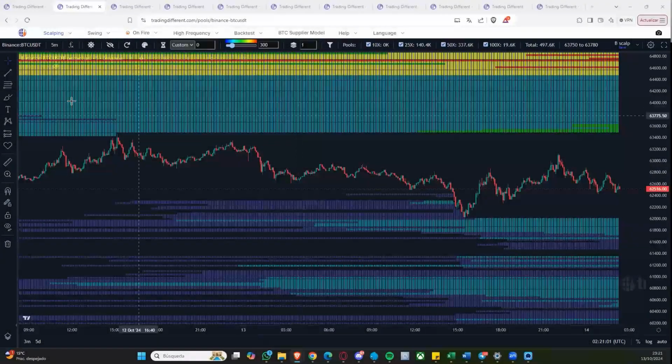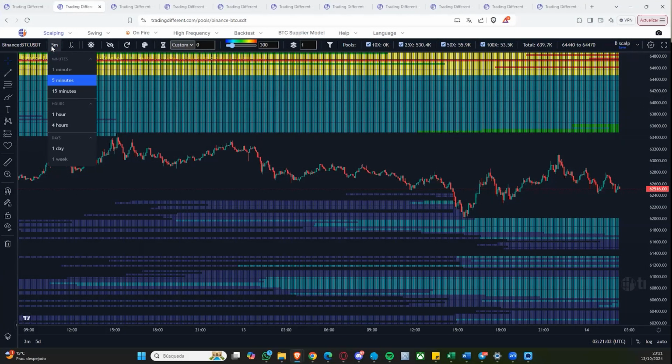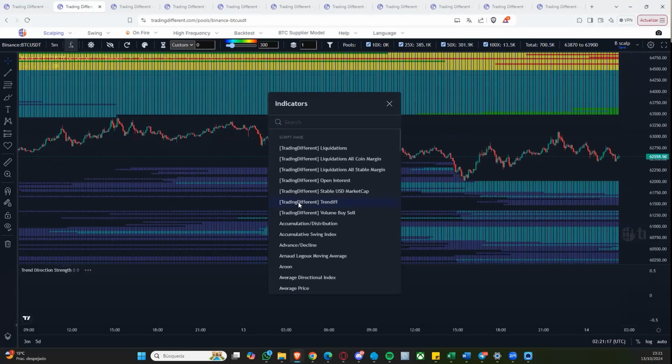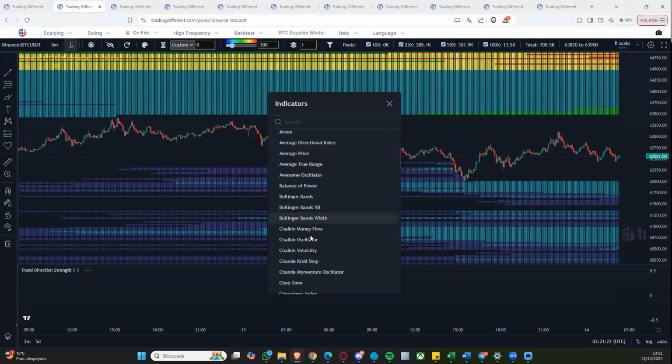At the top, I can also change time frames, and the system recognizes whether it is a scalping or swing chart. With just one click, I can add indicators. All indicators labeled trading different are proprietary. For example, I can add the TrenDiff indicator. I can also search for other indicators, such as Bollinger Bands, which will load automatically after clicking.